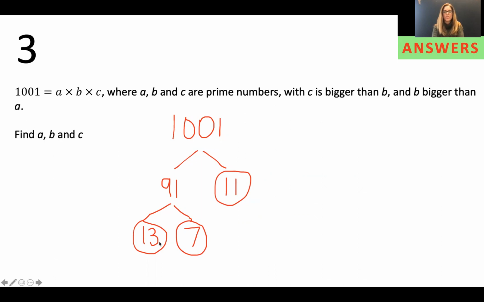So I've now got my three numbers, A, B, C, but how do I know which one is which? Let's go back to the question. C is bigger than B, and B is bigger than A. So C is the biggest, 13, then B at 11, and then A at 7.